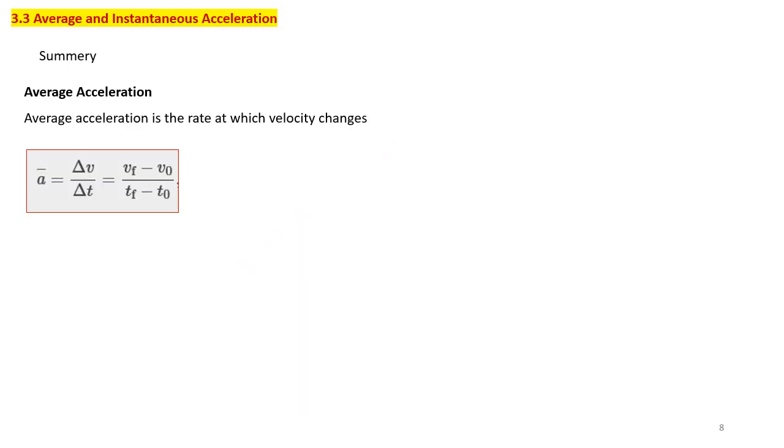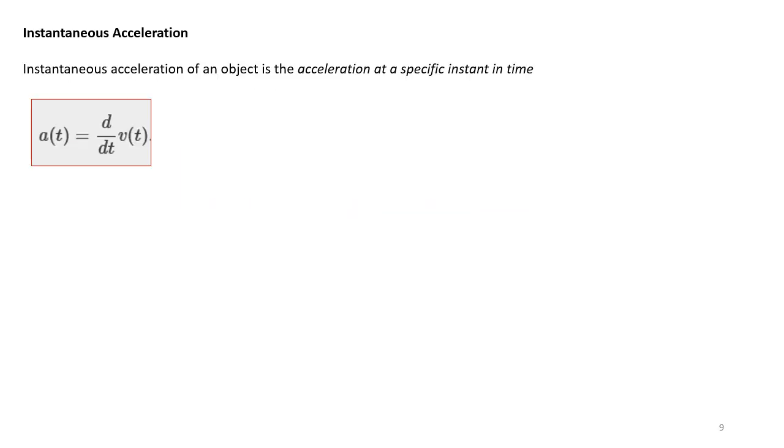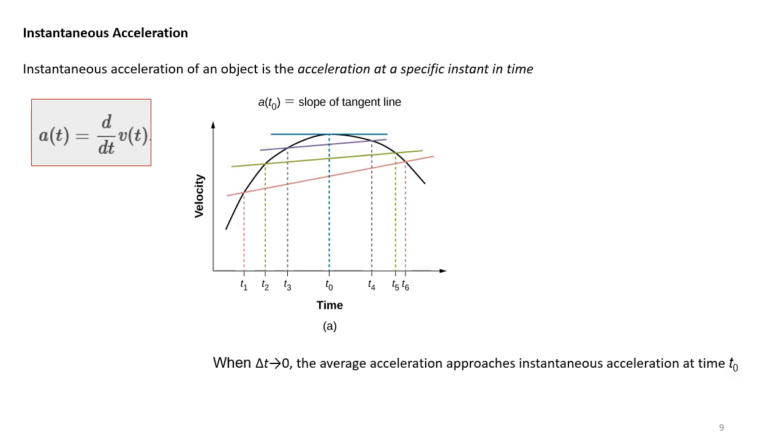Average and instantaneous acceleration. Now summary is that acceleration is a vector quantity. You can find average acceleration like this. Acceleration is a change in speed or direction or both. Instantaneous acceleration is basically you need to take the first derivative of the velocity function, which gives acceleration at a specific instant in time. So if you want to demonstrate what is instantaneous acceleration, let's consider this velocity time graph.